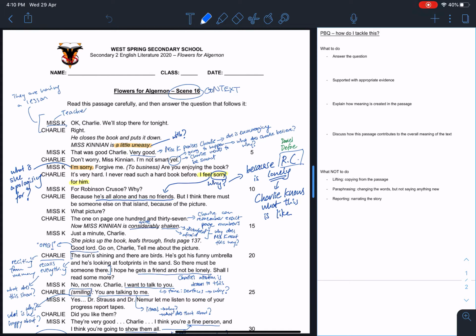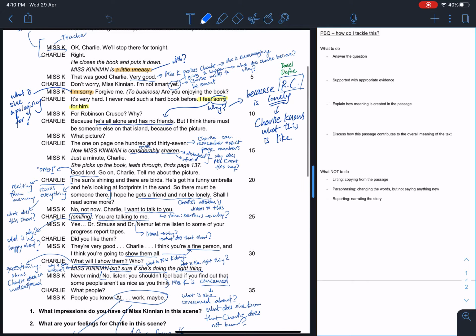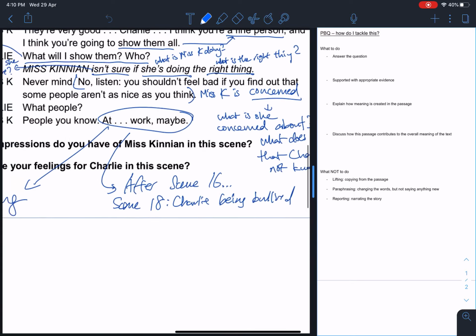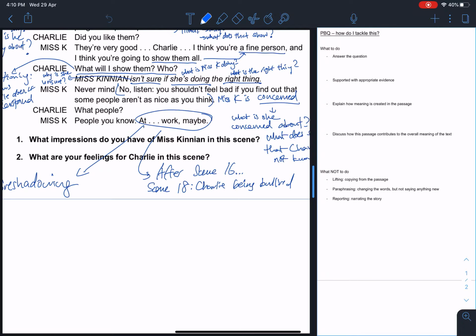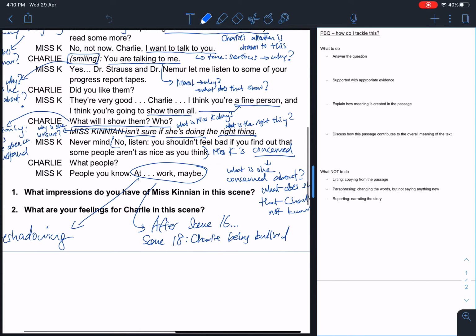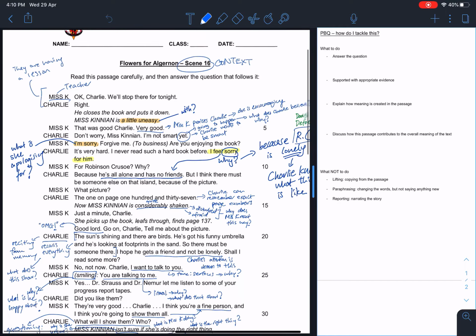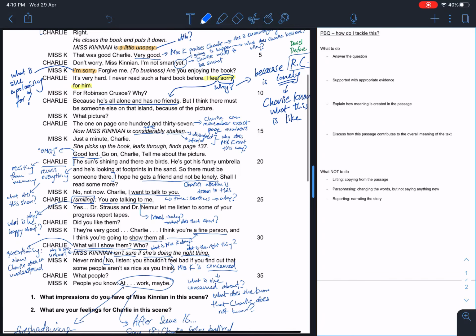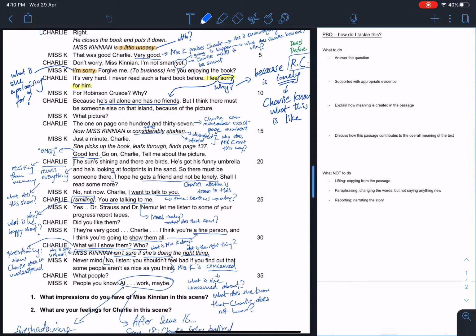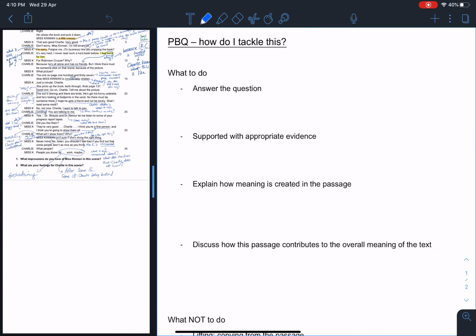We remember Scene 16, it is about Miss K speaking to Charlie, and these are the questions. What are your impressions of Miss Kenyon, and what are your feelings for Charlie in this scene? At this point, if you haven't read through the passage again, please look through it by yourself. If not, pause and read through, otherwise what I'm going to go through will not make sense. Now I'm going to look at the passage-based question itself. What do I have to do?